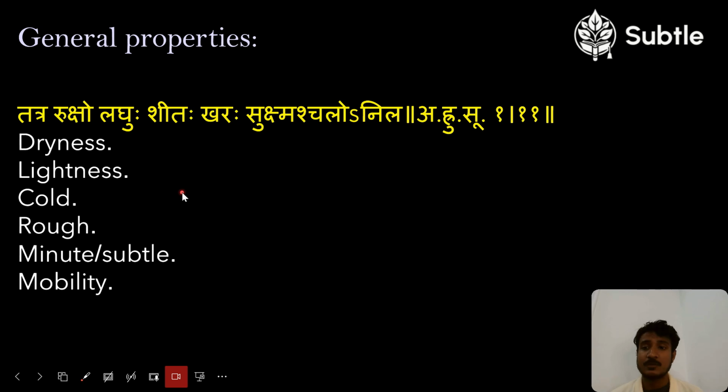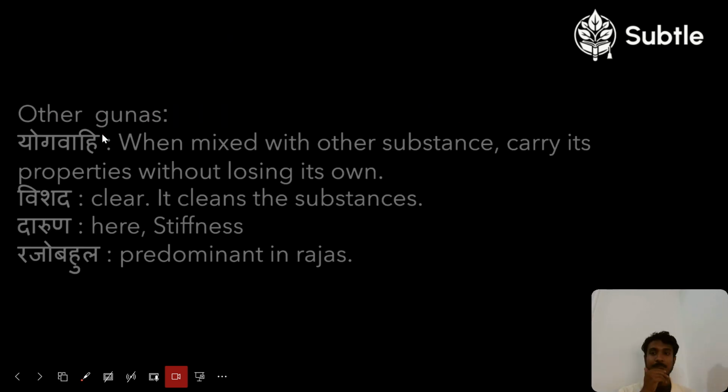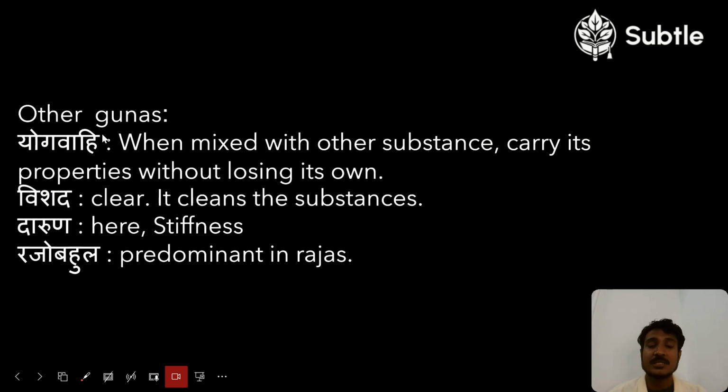So please learn the shloka by heart, and whatever words are here, you need to correlate it clinically. Okay. So you'll learn about it in the coming classes. For now, you need to remember these gunas as they are. Okay. So other gunas are Yogavahi. Yogavahi guna is something which accelerates the properties of other substances when mixed with it.